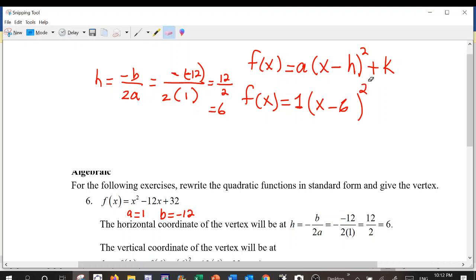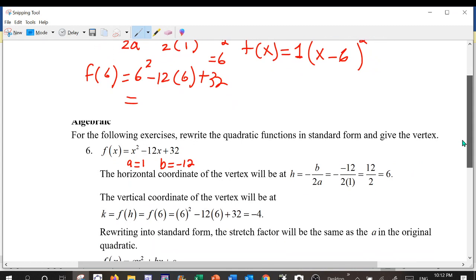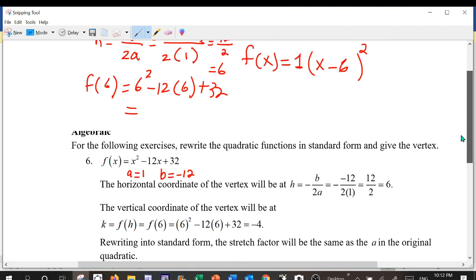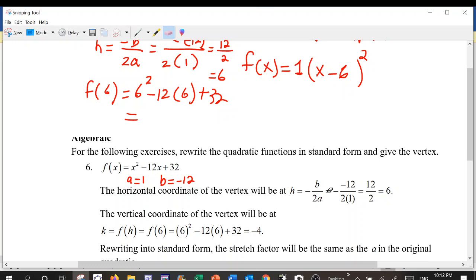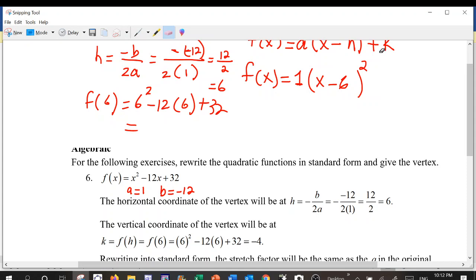All right. Now what is k? Well, k would be f of 6. So that means we have to just substitute 6 for x, and plus 32. If the numbers are big, just use a calculator. But that number is negative 4, and it's right here. So that would be negative 4. Now, this plus negative 4 is the same as minus 4, right? So that's the standard form of number 6.